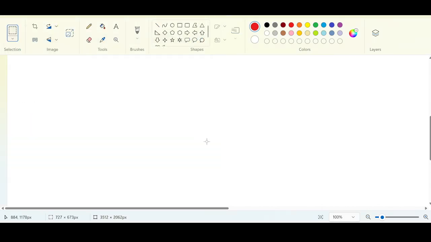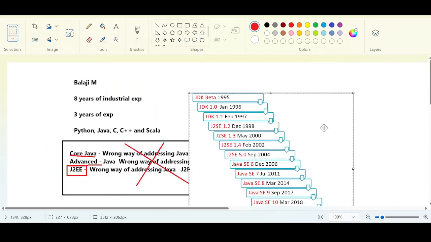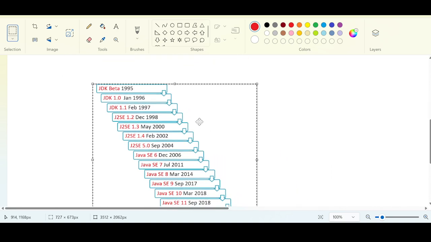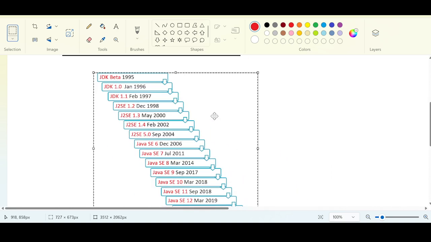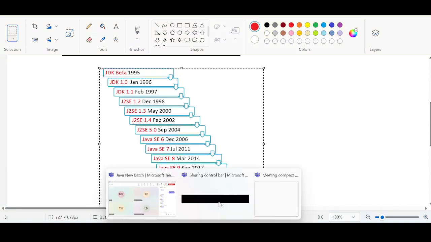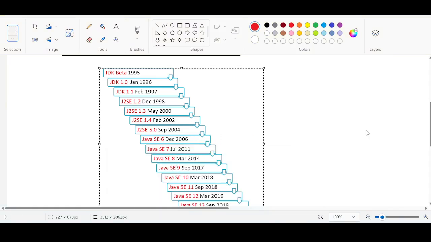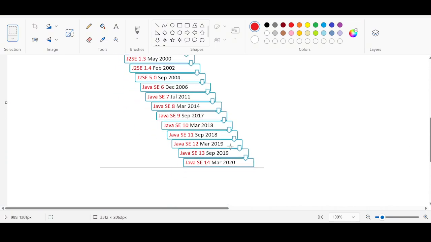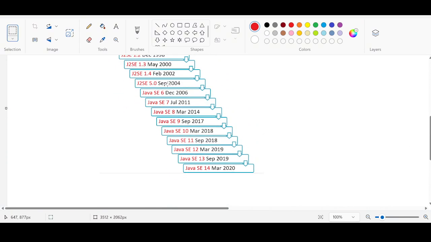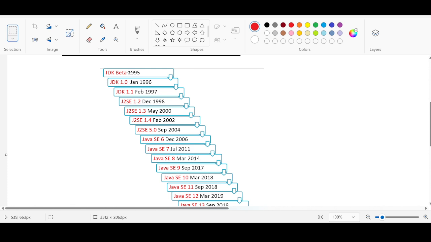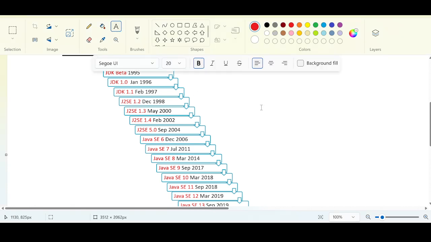Anyone has any idea? Can anyone help me with this piece of information? How many versions are there, guys? Teja says 3. Okay, I appreciate your answer. So in the current market, there are about 23 versions. The latest version is Java 23. So totally there are about 23 versions, guys.